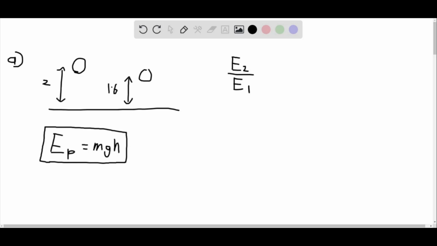So we can just input this value into this. h2 will be 1.6. These cancel out, and this gives you 4 over 5, which is the same as a 20% reduction.